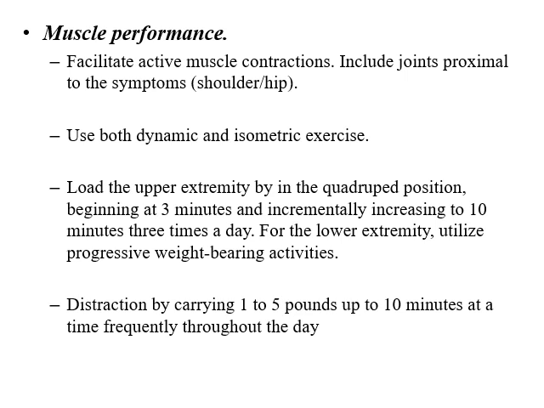Muscle performance: facilitate active muscle contraction, including joints proximal to the symptoms, for example the shoulder and the head. Both dynamic and isometric exercises can be used. Loading the extremity is also important. If it is the upper extremity, you can go with the quadruped position, which leads to the weight bearing position of the upper limb.